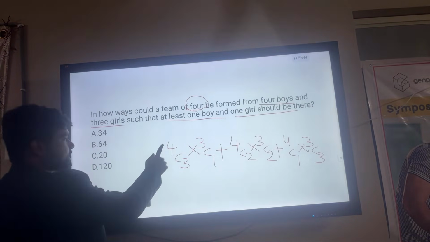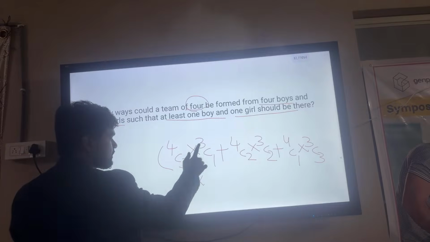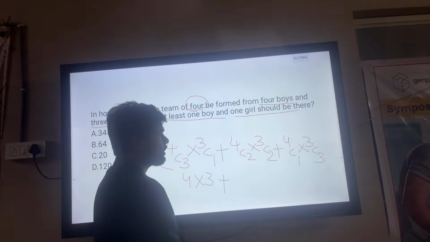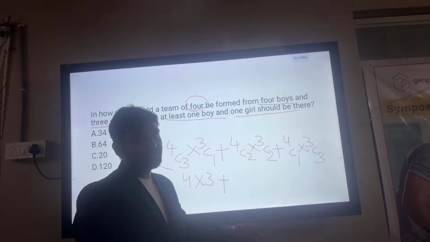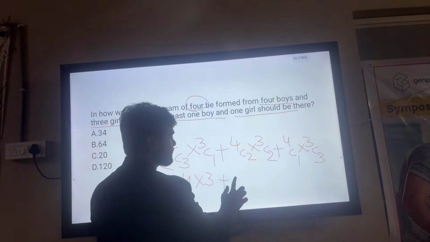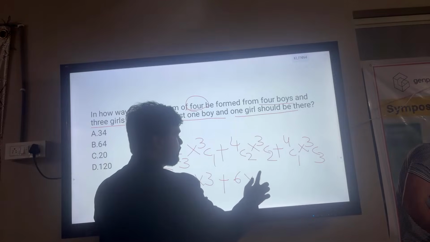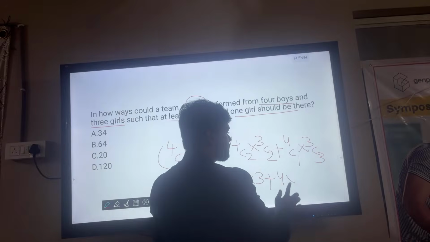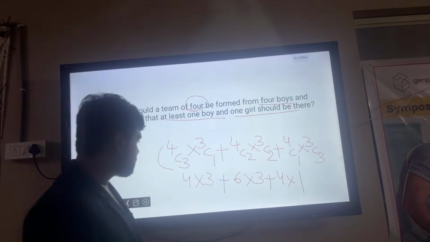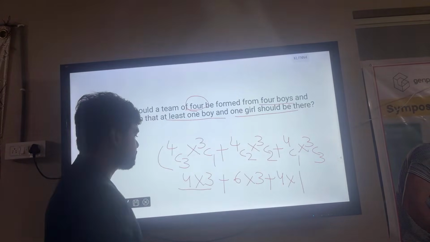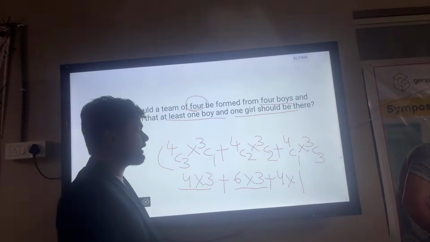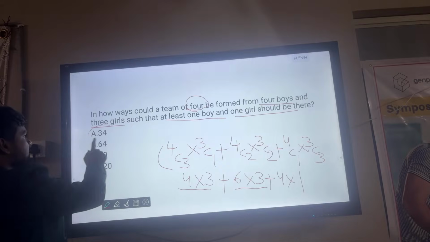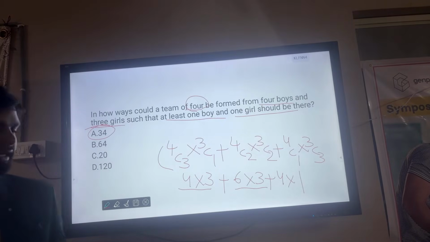Okay? 4C3 value 4, 3C1 value 3, plus 4C2. What is the 4C2? 4 into 3 by 2 into 1, nothing but 6. 3C2 value nothing but 3. 4C1 value 4, 3C3 value 1. 12 plus 18, 30. 30 plus 4, 34. Which option is correct? Option A is the correct answer.